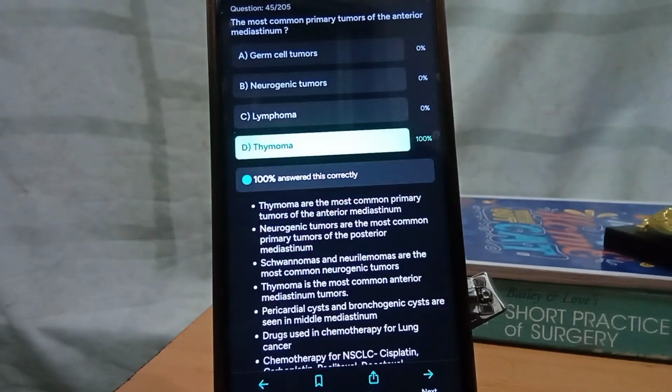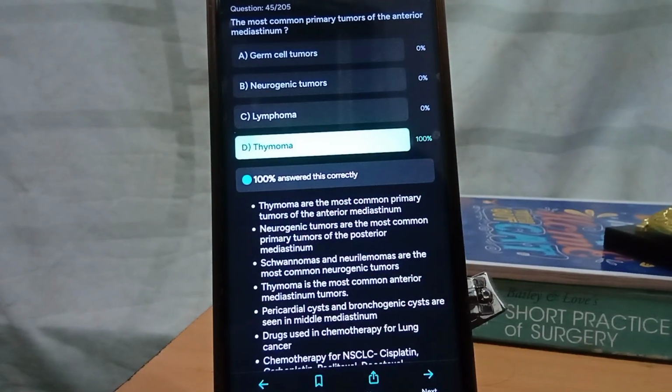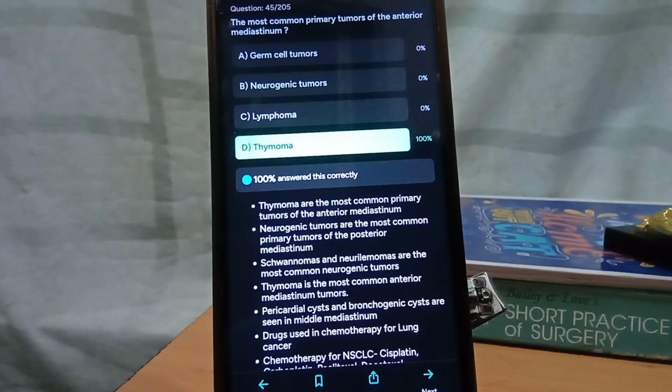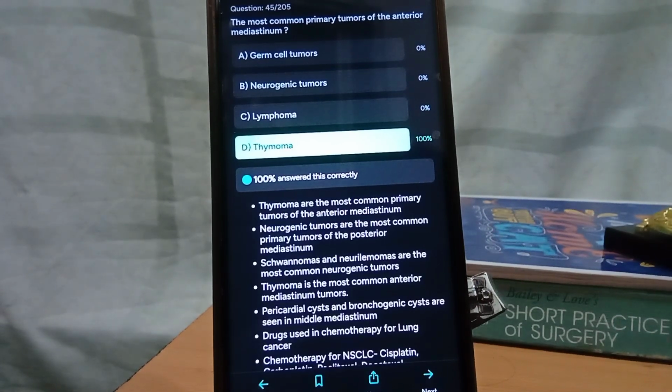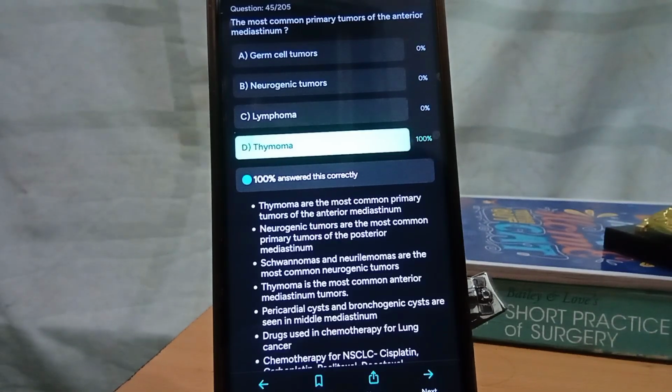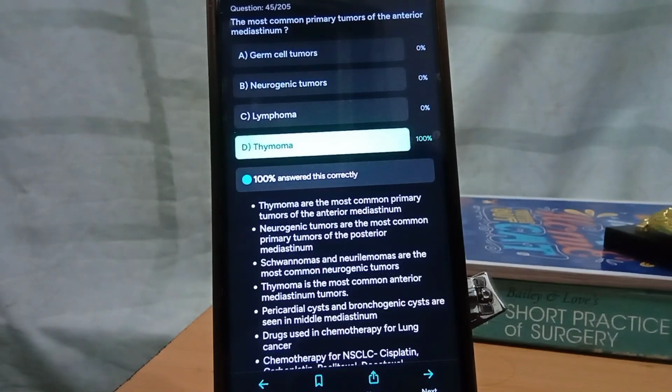The next question: the most common primary tumor of the anterior mediastinum is thymoma. Thymomas are the most common primary tumors of the anterior mediastinum. Neurogenic tumors are the most common primary tumors of the posterior mediastinum. Schwannoma and neurilemoma are the most common neurogenic tumors, which occur mostly in the posterior mediastinum. Thymoma is the most common in the anterior mediastinum. Pericardial cysts and bronchogenic cysts are seen in the middle mediastinum.